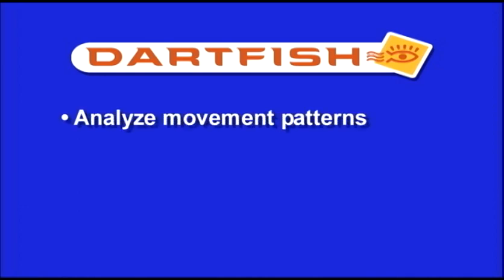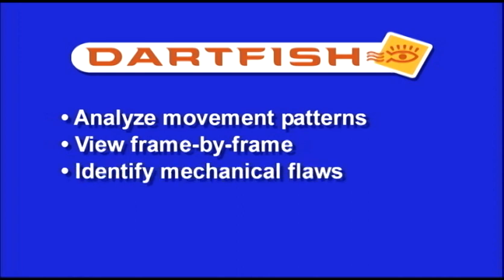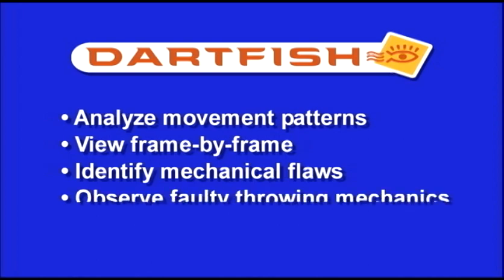This unique system allows for clinicians at JOI to analyze movement patterns performed in just about any sporting activity. By viewing high-speed movements at slower frame-by-frame speeds, we are able to see abnormal movements and mechanics that may be missed by the naked eye. It allows our clinicians to identify mechanical flaws that may result in injury or impede you from optimal sports performance. On this video, we will show some of the ways that we use Dartfish to observe faulty throwing mechanics.